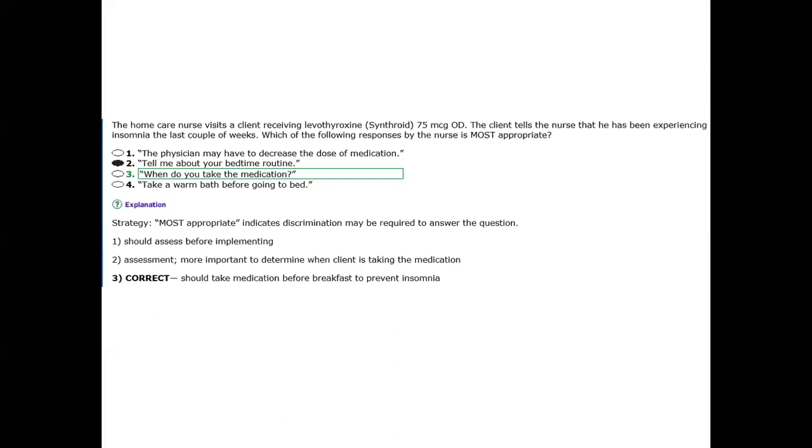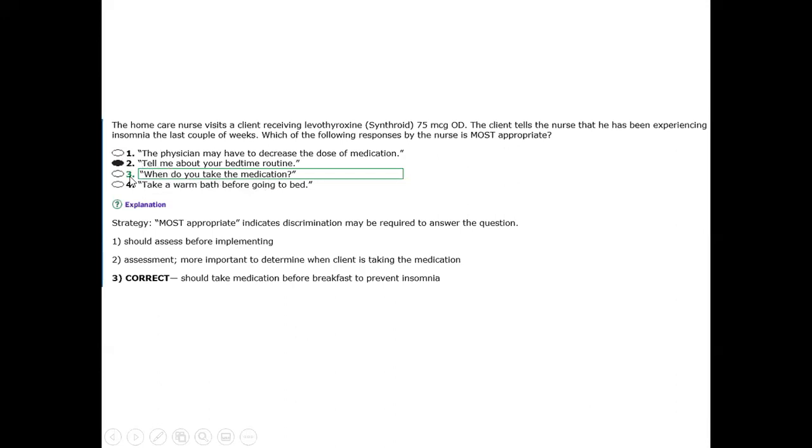So if our patient complains about insomnia, as I told you, how to avoid insomnia: tell your patient to take the medication in the morning. So during the night time, they can adjust. So the most appropriate question here is, when do you take this medication? Right?